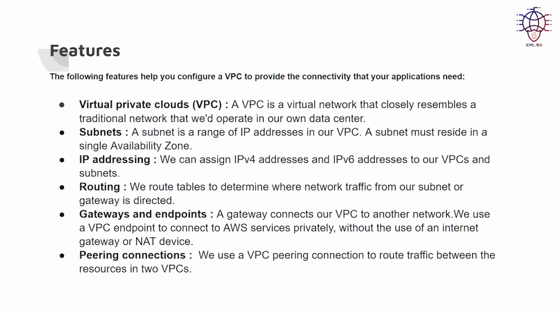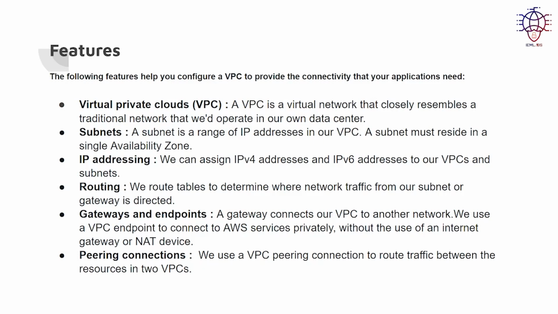These are the following features that help us to configure a VPC to provide the connectivity that our applications need. The first one is VPC, that is Virtual Private Cloud. It is a virtual network that closely resembles a traditional network that we would operate in our data center. The next is subnets. A subnet is a range of IP addresses in our VPC. A subnet must reside in a single availability zone. Next is IP addressing. We can assign IPv4 addresses and IPv6 addresses to our VPCs and subnets.